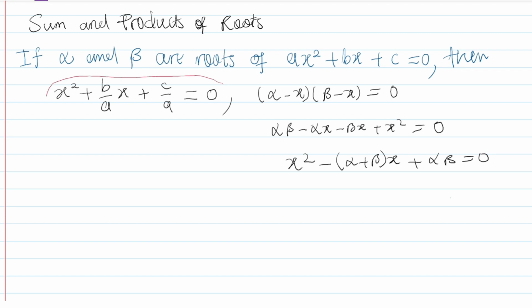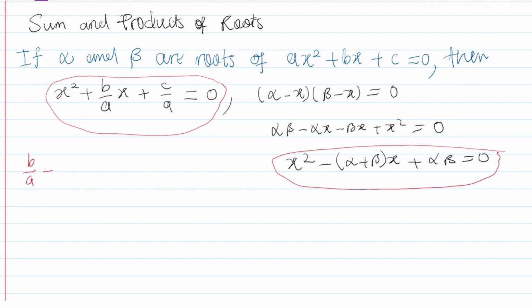Now let us compare this equation and this equation term by term. The coefficient of x squared is just 1. The coefficient of x in the first equation is b over a, and in the other equation it is negative alpha plus beta. So therefore, we know that alpha plus beta is equal to negative b over a. Now, if we look at the last term, we have alpha beta is equal to c over a.